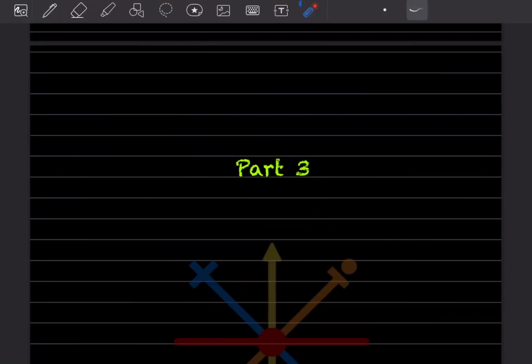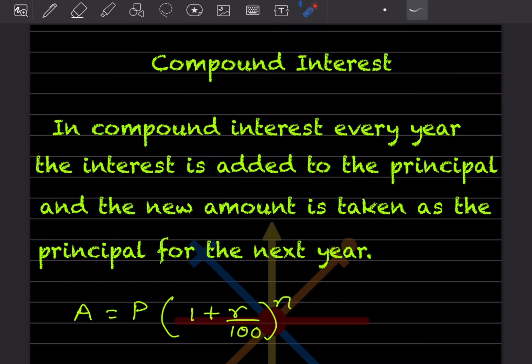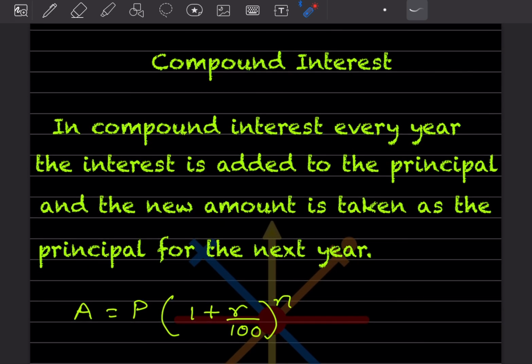So today we'll do part 3. In that we are going to see compound interest. So now let us see in short what compound interest is. In compound interest, every year the interest is added to the principal. Principal means the amount you keep at the start, and the new amount is taken as the principal for the next year.